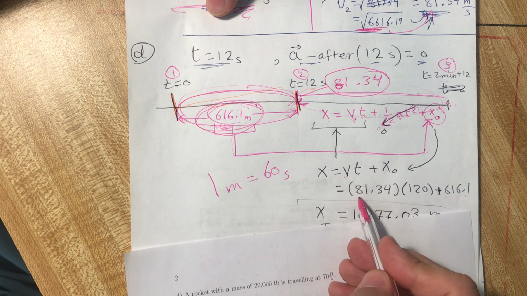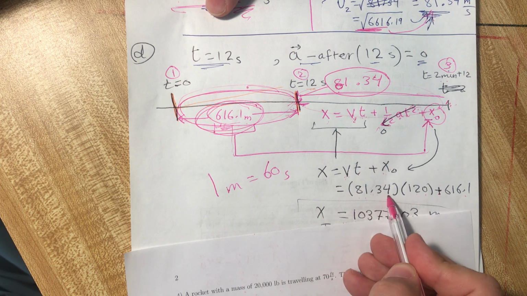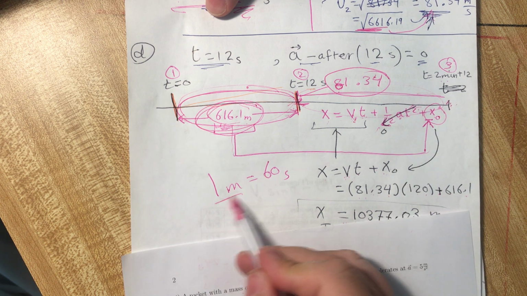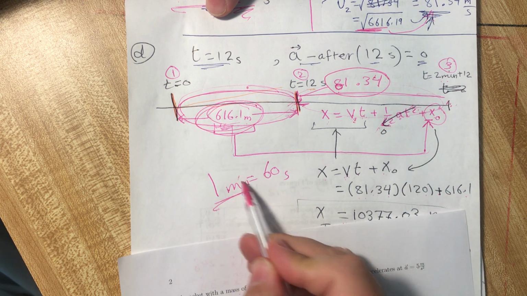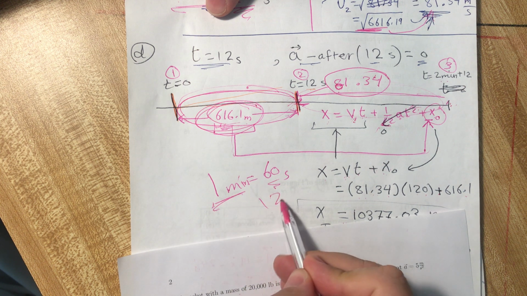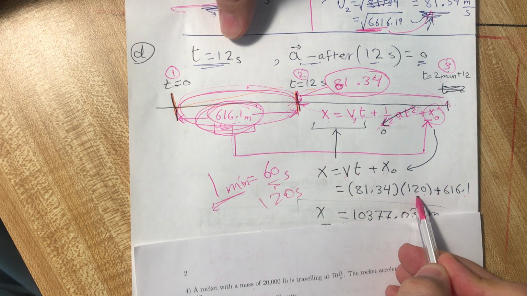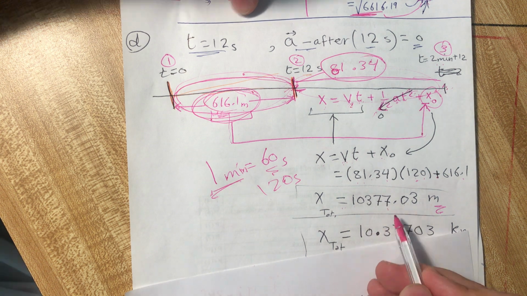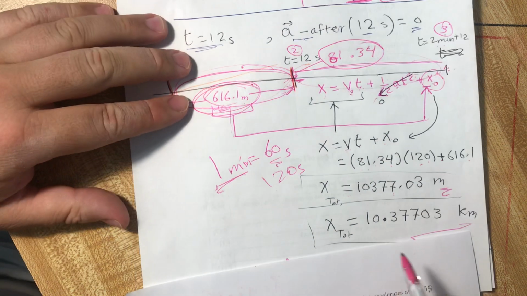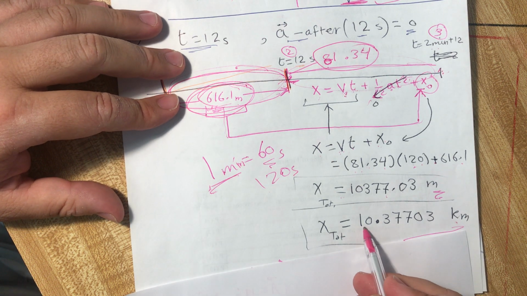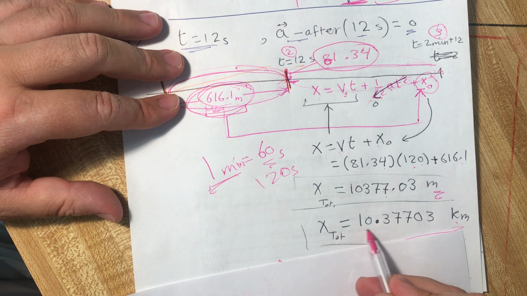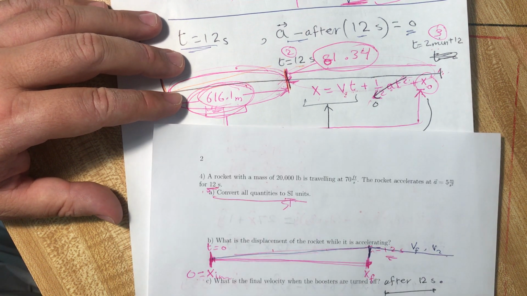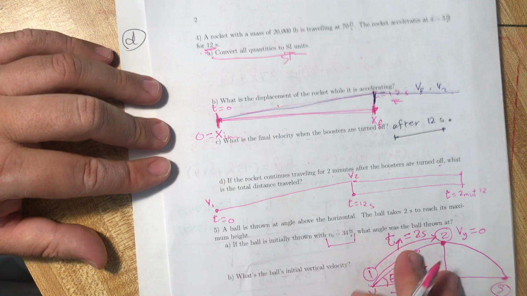661.1. The velocity is 81.34 multiplied by the time, which is 2 minutes. 2 minutes are the same because 1 minute is equal to 60 seconds, so 2 minutes are 120 seconds. So the total displacement will be 10,377.03 meters. We can convert it to kilometers, it is about 10.377 kilometers. So this is question number 4.